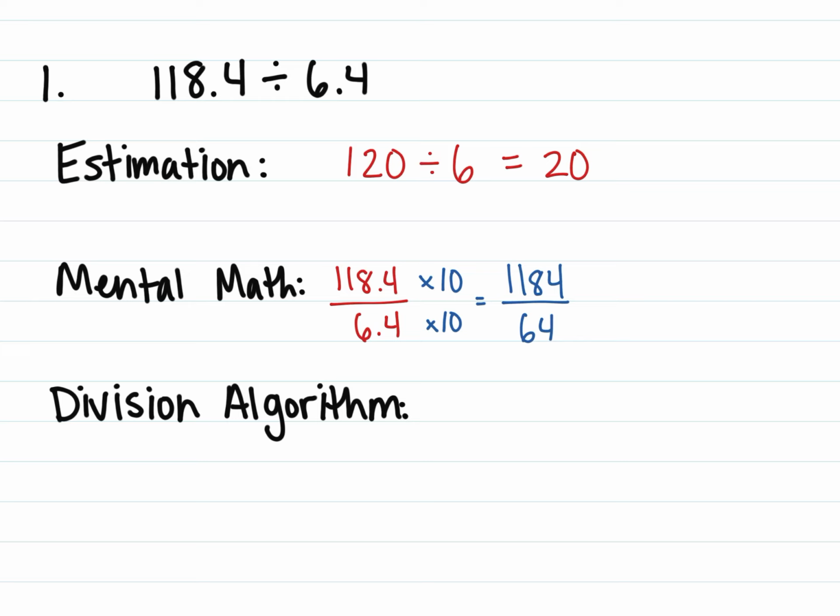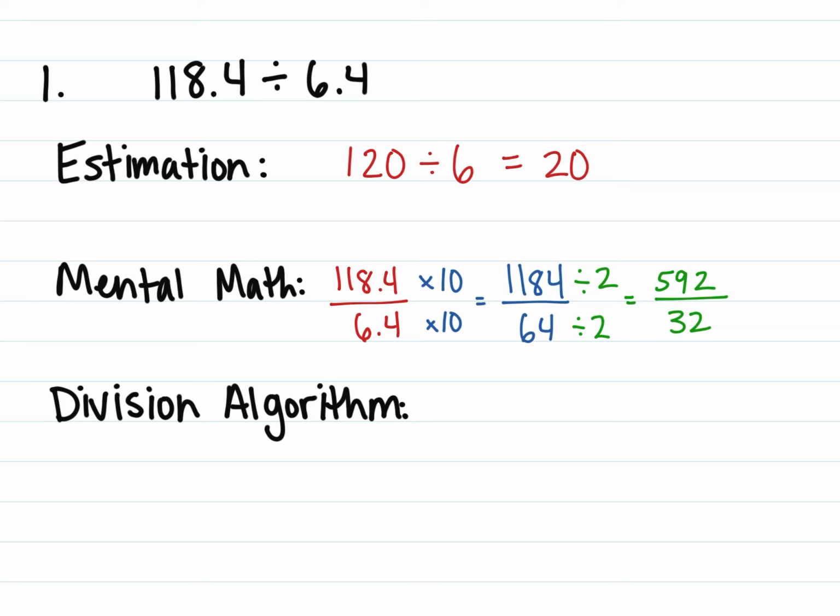Now I can try and make my problem simpler by getting rid of common factors. Here I could divide by 2. Half of 64 is 32. And half of 1184 is 592. Now that still isn't super simple.